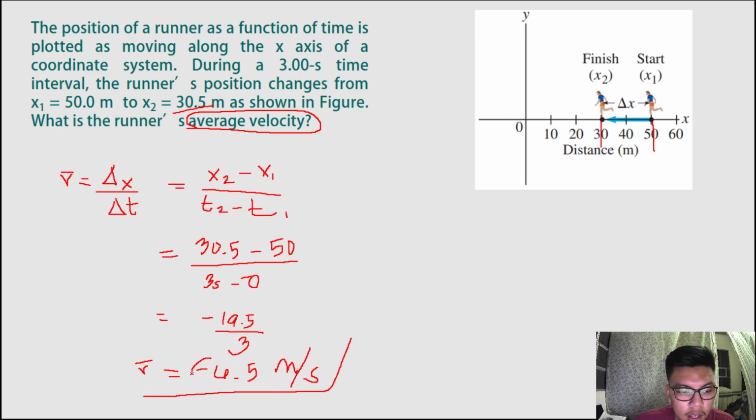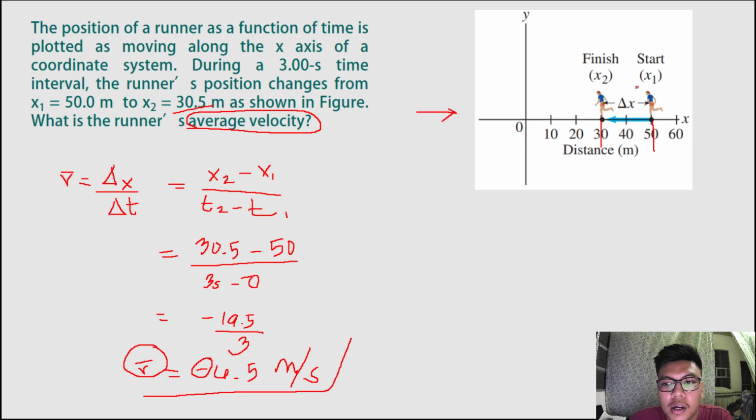Kung papansinin, nag-negative tayo. Remember that this is velocity. So, yung ating sign, ang dinedenote niya, yung direction ng movement. Since yung ating movement ay along x-axis, di ba? At nakita natin sa figure, pakapunta sa kaliwa yung runner, di ba? So, yun yung ibig sabihin ng ating velocity na nag-negative. Ibig sabihin, ang direction ng kanyang velocity ay papunta sa kaliwa. Okay? Yun ay dinedenote nun.